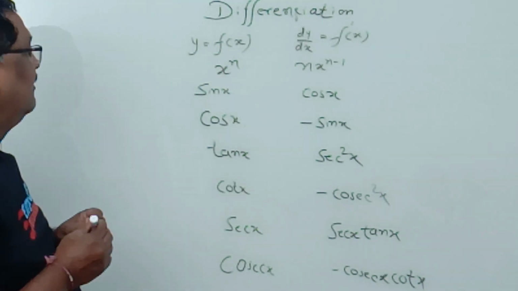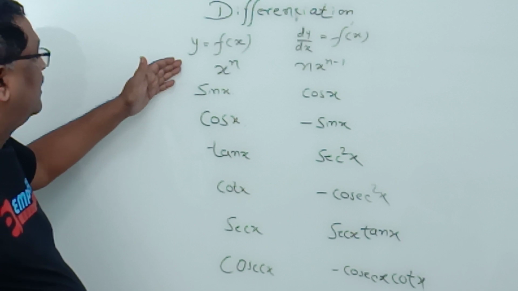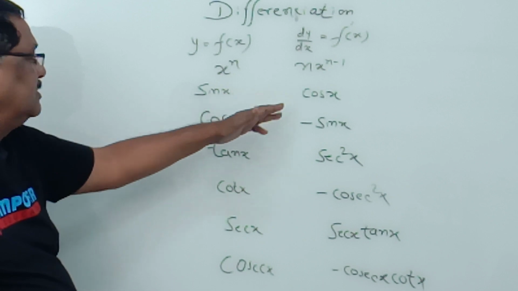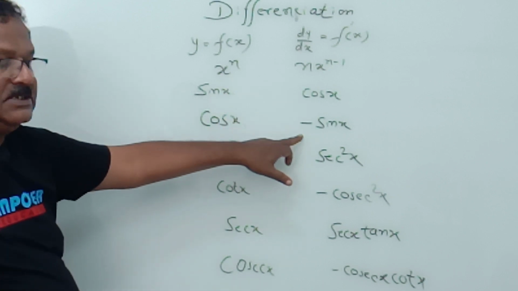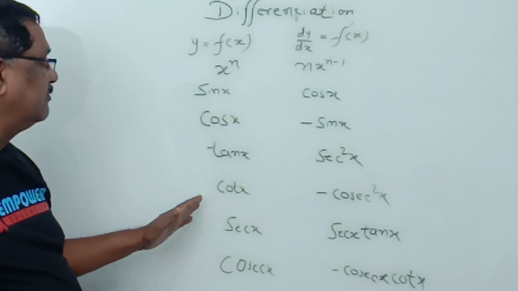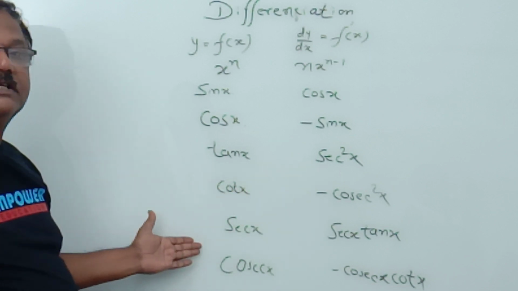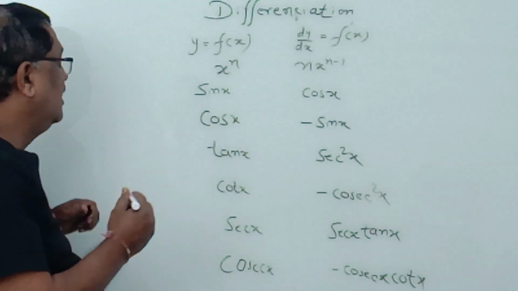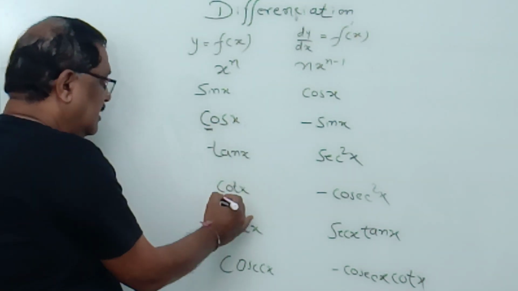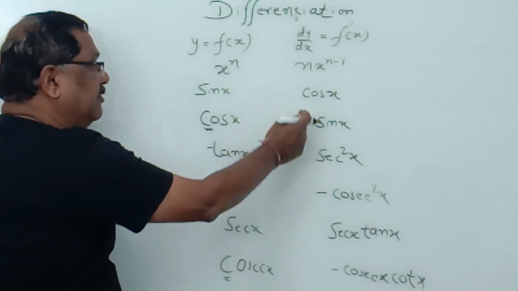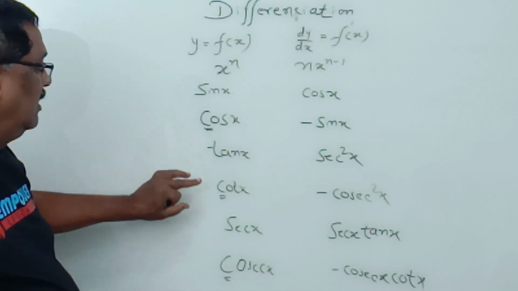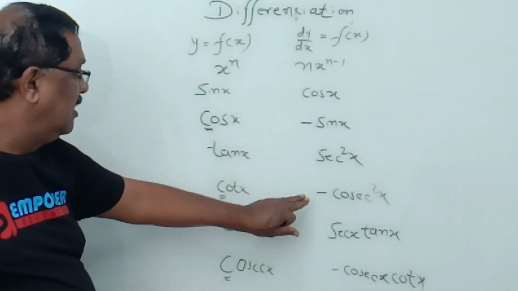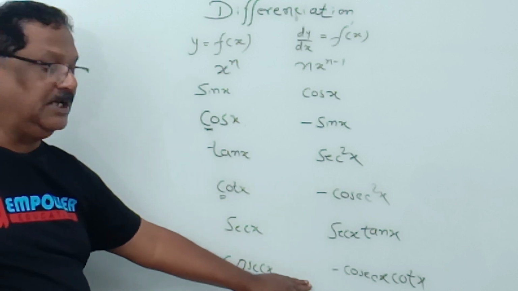Let us revise again in a faster manner. The derivative of x raised to n is n x raised to n minus 1. The derivative of sin x is cos x. The derivative of cos x is minus sin x. The derivative of tan x is sec square x. The derivative of cot x is minus cosec square x. The derivative of sec x is sec x tan x. The derivative of cosec x is minus cosec x cot x. Now if you observe, the functions starting with c have negative derivatives: cos x, cot x, cosec x, so you have minus sin x, minus cosec square x, minus cosec x cot x.